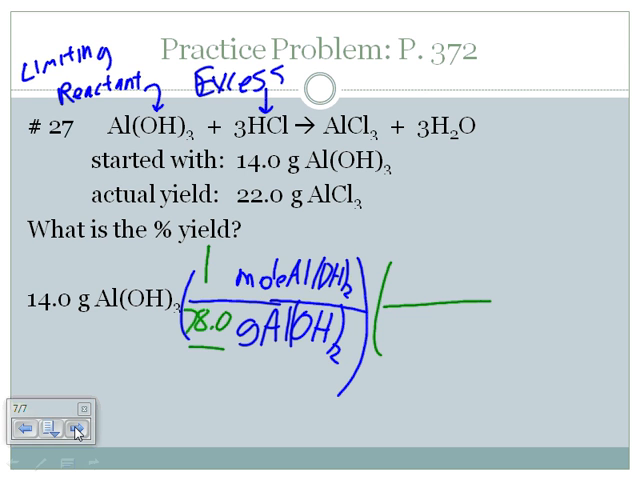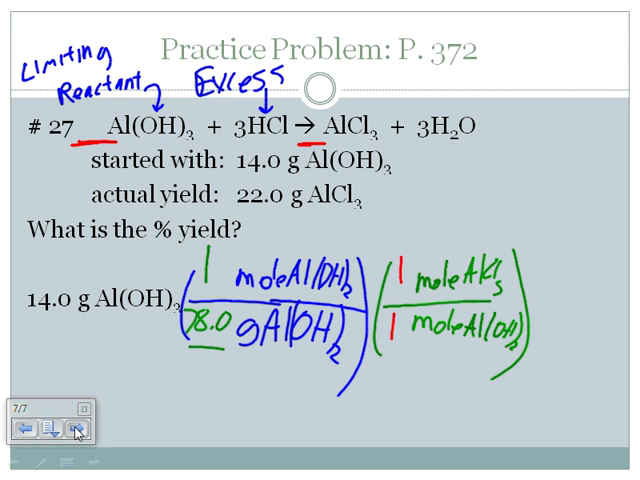Now, we're set to do the mole ratio. Moles of aluminum hydroxide in the denominator. Moles of our aluminum chloride in the numerator. Now what we need is our coefficients from the balanced chemical equation. Moles of aluminum hydroxide is 1. Moles of aluminum chloride is 1. In this case, they're both 1s.